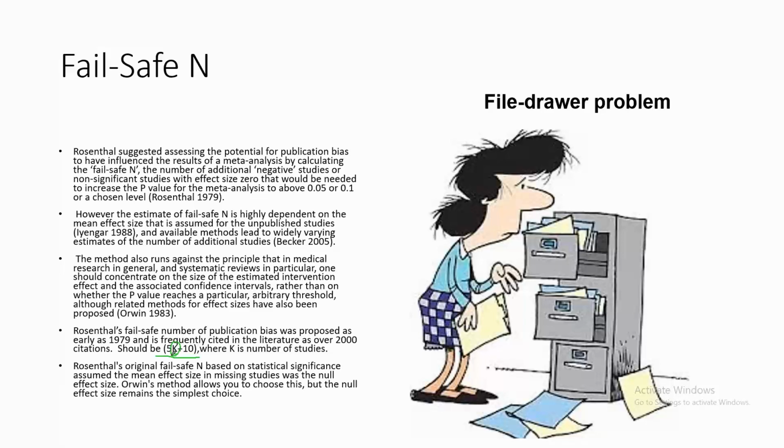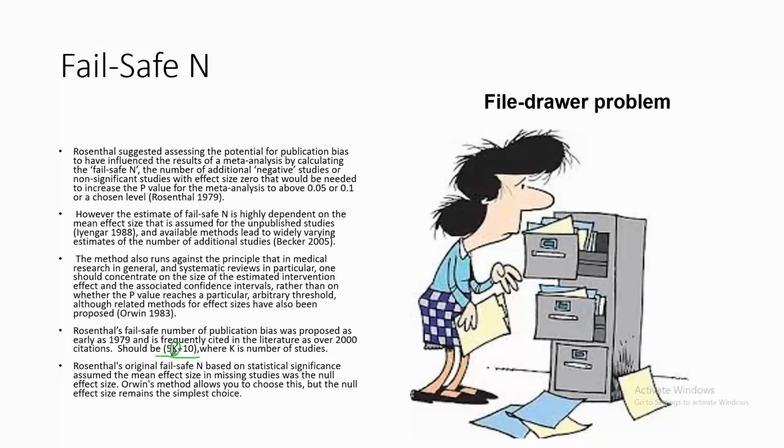So if you had 30 studies, 30 into 5 is 150. 150 plus 10 is 160. So when a fail-safe Rosenthal value comes out, the value should be more than 60 papers. If it is more than 60 papers, there is no publication bias. If it is less than 60 papers, you are standing at a very dangerous edge.